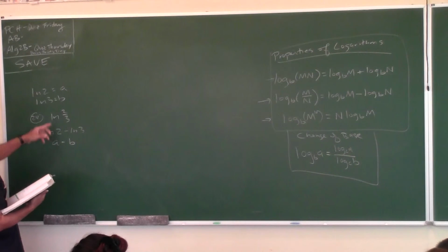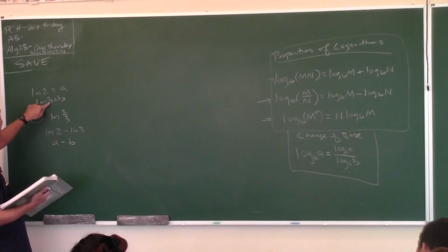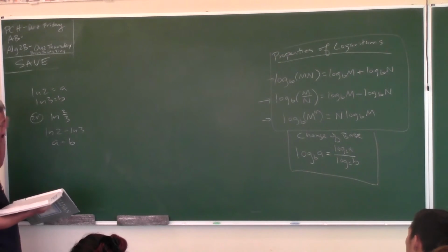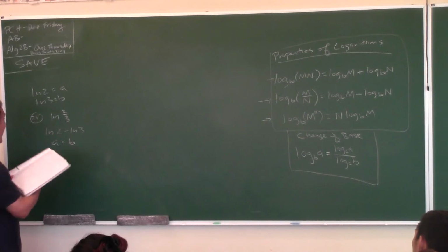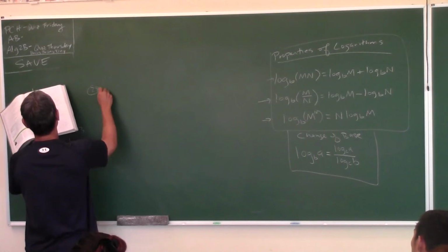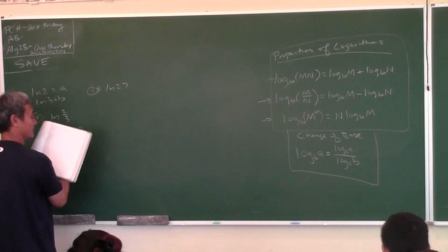Most books, they'll tell you that this is like 0.69 something and that's 1 point something, and then you gotta figure it out, but that's okay. This is fine. Okay, let's do something a little tougher. 28. Natural log 27.